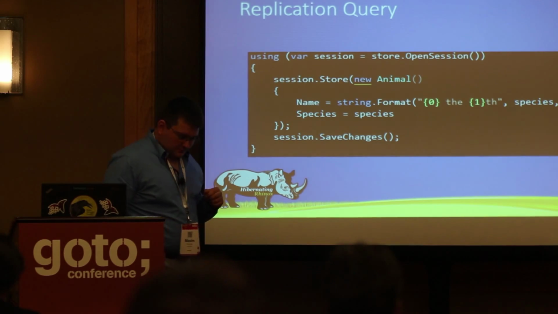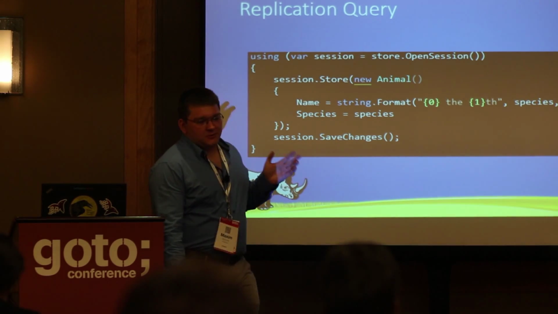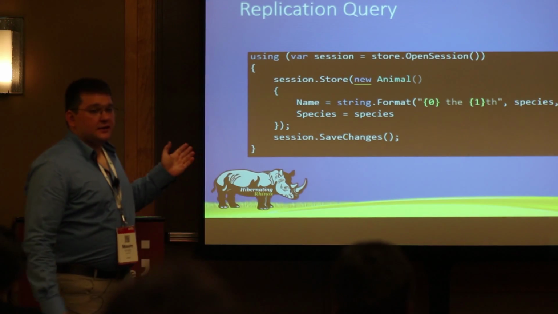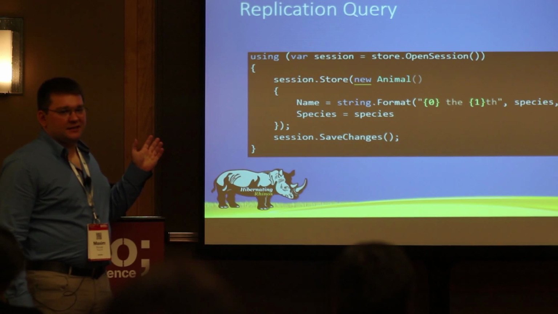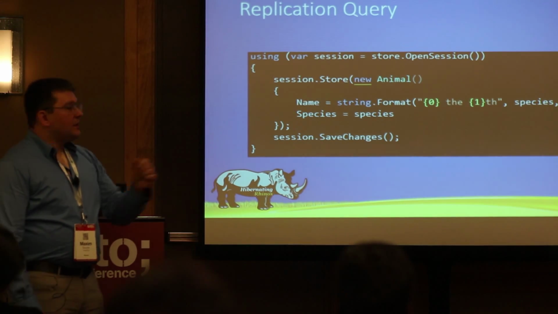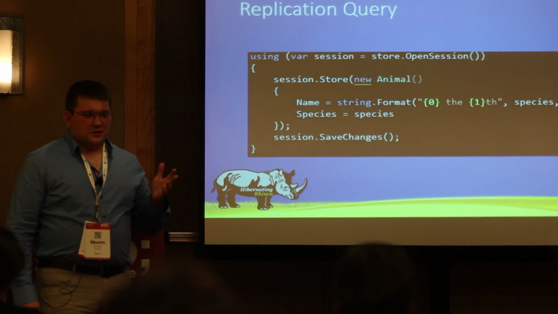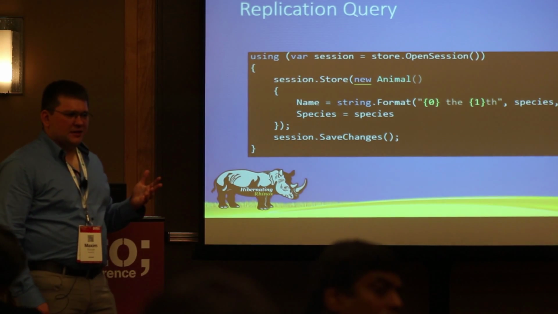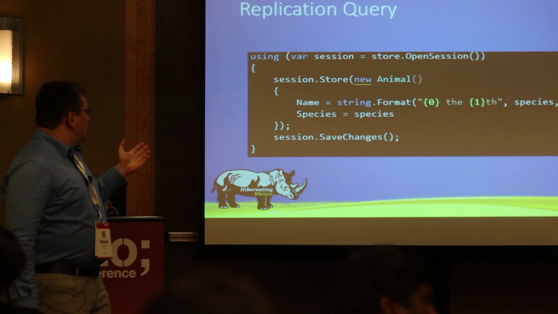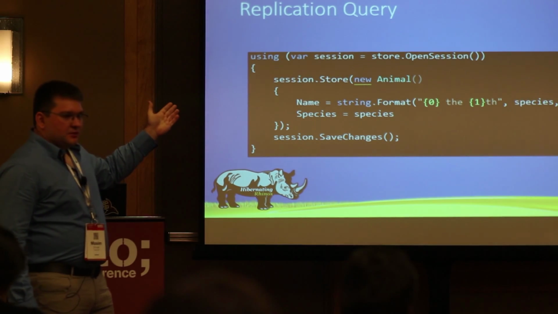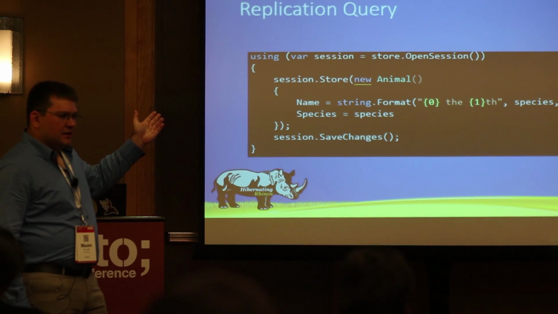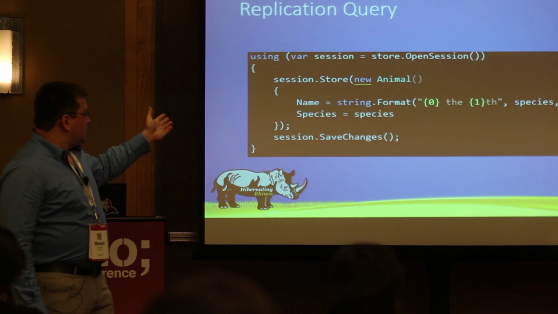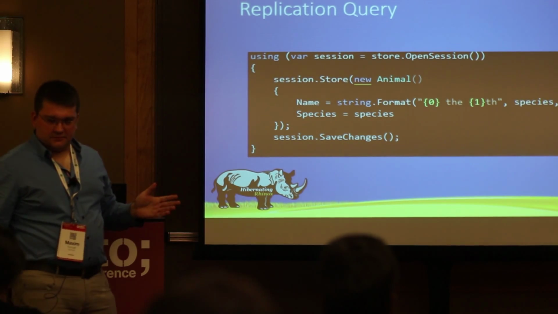Now, how did we do it? Actually, the syntax that we used, and here I show you the .NET Client API version. And also, we have a Java Client API version, and this version we can show you at our booth. We just open a new session. It actually looks a bit like an ORM, like the Hibernate ORM. We ask it to store a new animal, save changes, and that's it.